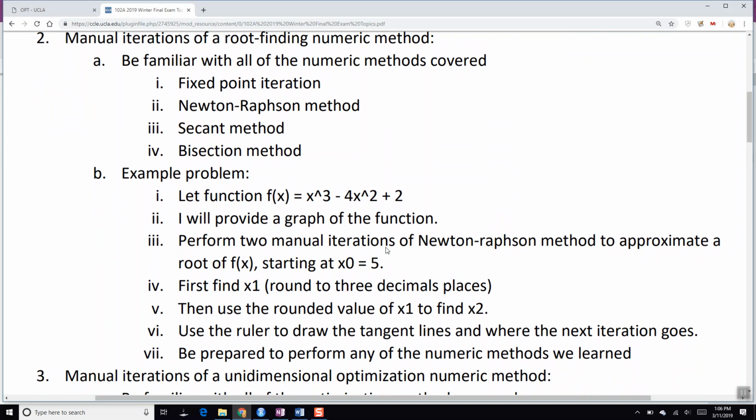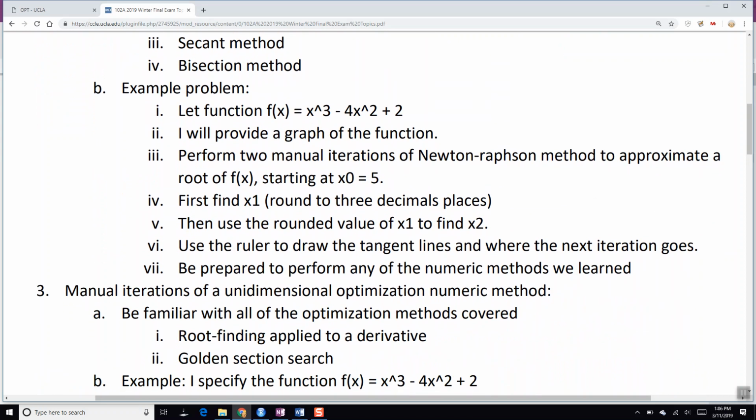Obviously, depending on the algorithm, I'll give you the necessary starting point. So if it's secant method, I'll give you x0 and x1, and if it's bisection, I'll give you an x left and an x right. Fixed point, you'll have an x0 and things like that. Then you'll use the algorithm to figure out x1, and then you'll round off just to keep things easy. You'll round off x1 to 3 decimal places, and then you'll use your rounded value for the next iteration, x2.